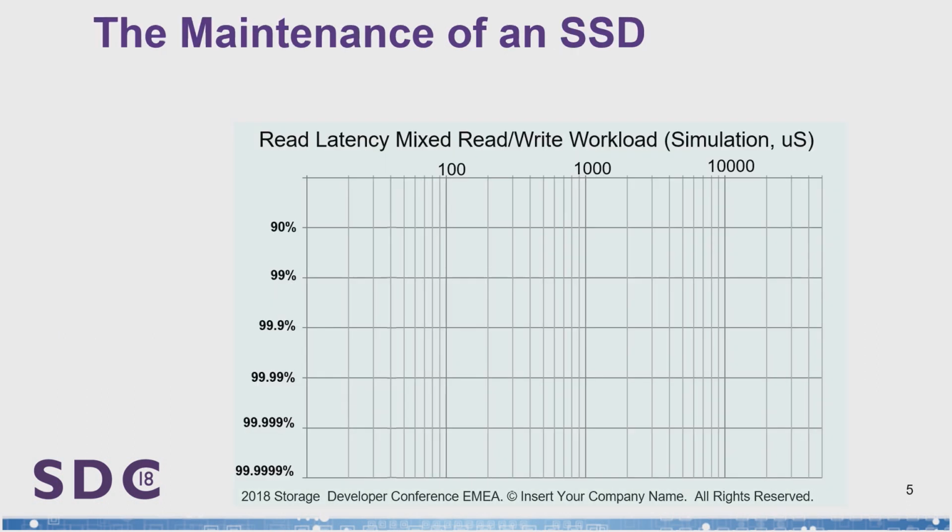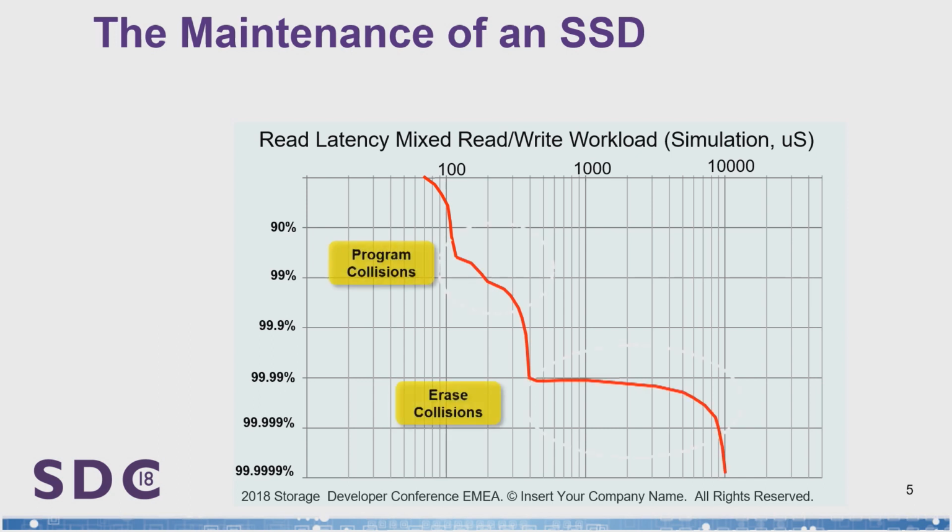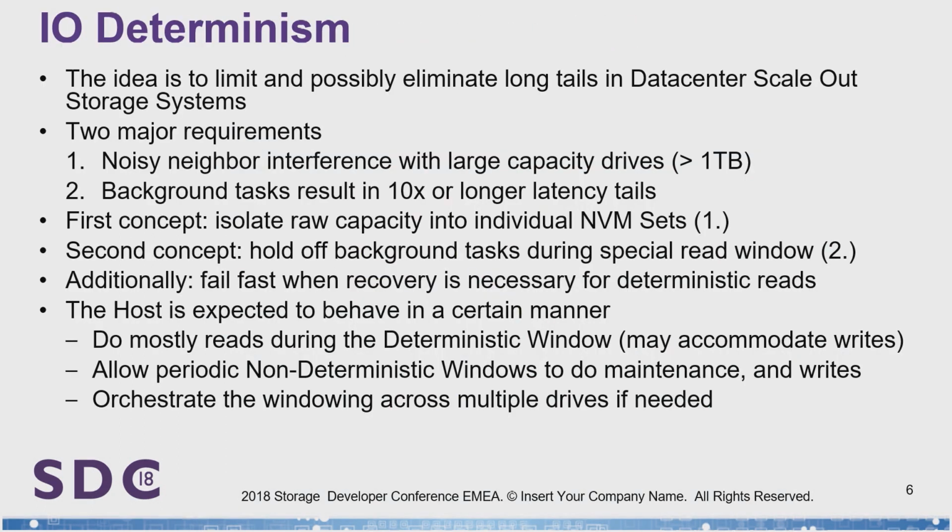So you can start to see here a graph of what chance there is of getting this much latency: 100 microseconds, 1,000 microseconds, 10,000 microseconds. And what we see is that you get some program collisions, and then for a certain number of these, you're going to start to get erase conditions and so forth. So I/O determinism is the idea that you're going to limit and possibly eliminate these long tails, the tails that are way out there on the latency curve.